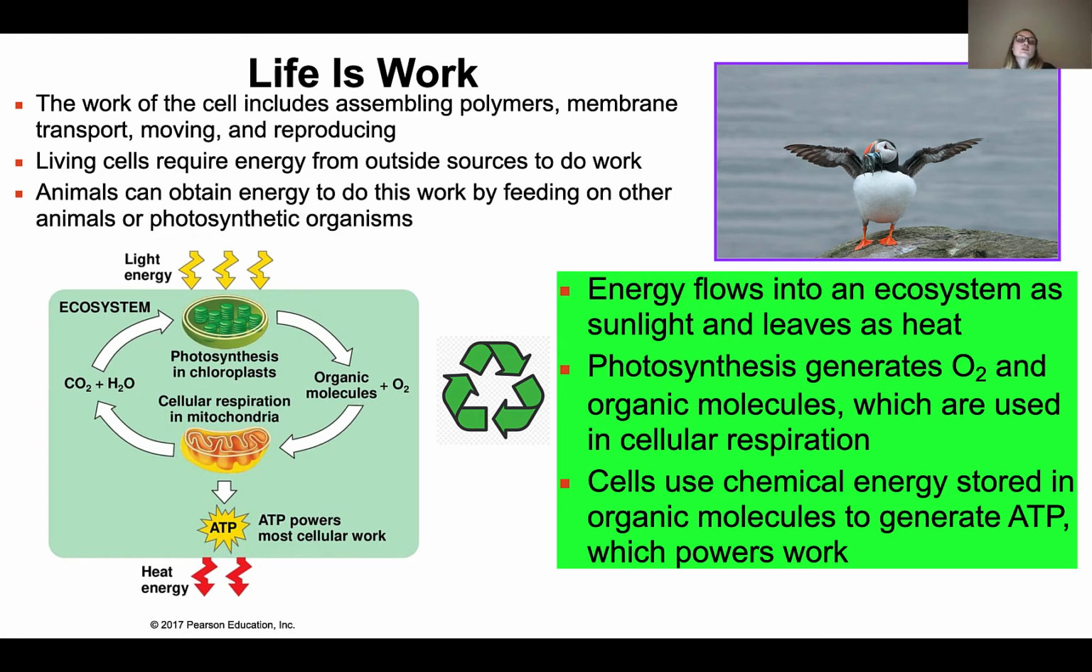But we usually have something that looks more like this, where light energy comes into an ecosystem by the sun, into the chloroplasts of plants, which then photosynthesize, producing organic molecules and oxygen that then are able to be used in cellular respiration within our mitochondria. Our mitochondria finally produces ATP, which allows us to do most of our cellular work. Other energy is lost from these ecosystems as heat.